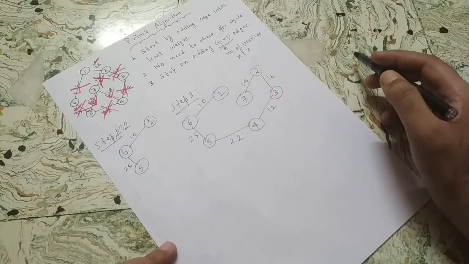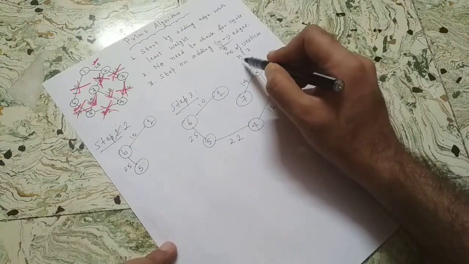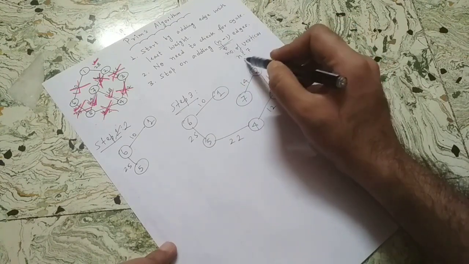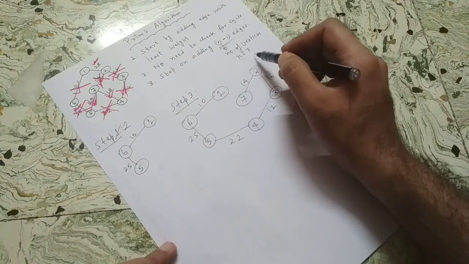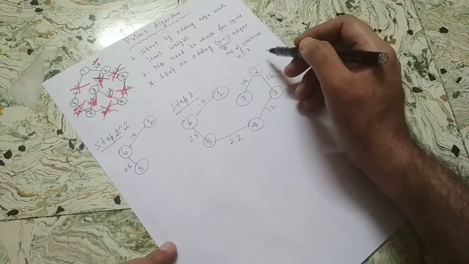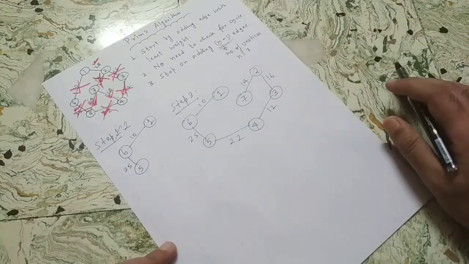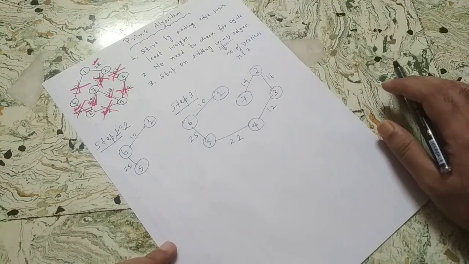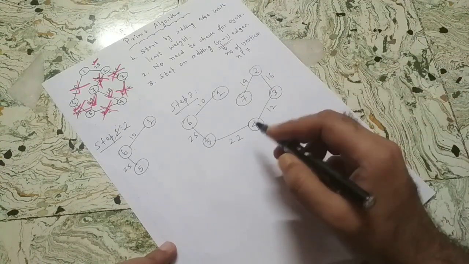And how many edges were we supposed to add? We were supposed to add n minus 1 edges. What is the value of n? 7. So how many edges can we add at max to form a minimum spanning tree? We can add 6 edges, and we have successfully added 6 edges in our spanning tree. So this gives us the minimum spanning tree.